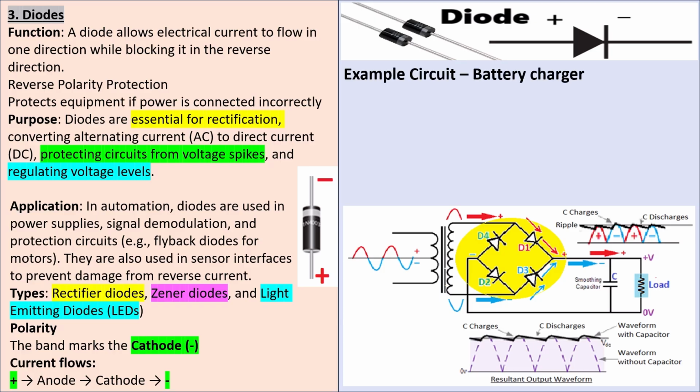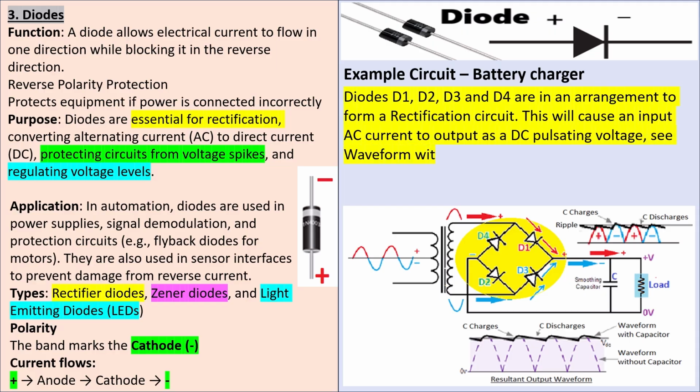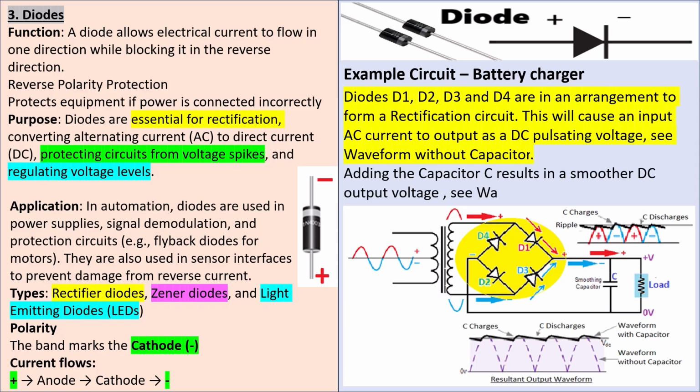Example circuit, a battery charger. That's our circuit below. Diodes D1, D2, D3, and D4 are in an arrangement to form a rectification circuit. This will cause an input AC current to output as a DC pulsating voltage. See the waveform without capacitor. Adding a capacitor results in a smoother DC voltage. See the waveform with capacitor. If you look at the bottom of that picture, you can see the resultant output waveform. That's the one you should be looking at.